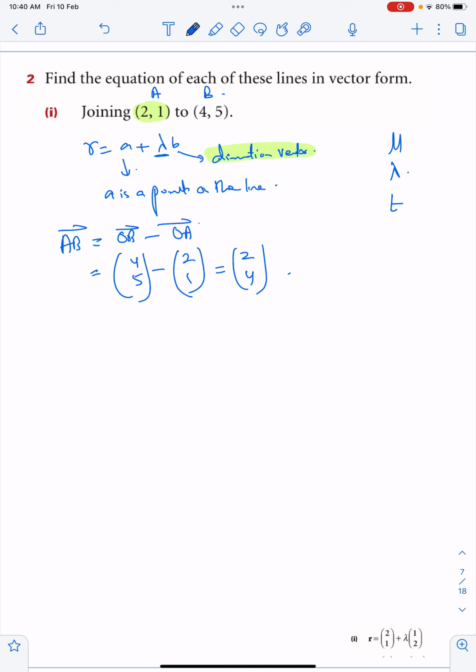It's not necessary to give (2, 4) only. You can simplify and give it as (1, 2), or (3, 6), or any multiple, like (4, 8). So it's going to be the point on the line, which is (2, 1), plus lambda times the direction vector, which is (2, 4). This is the answer to the question. This is the vector equation of the line, and this is how we find it.